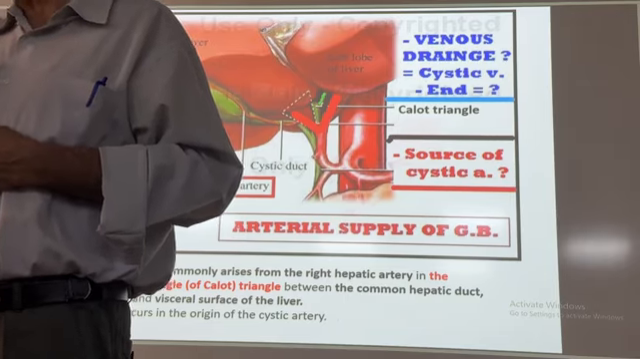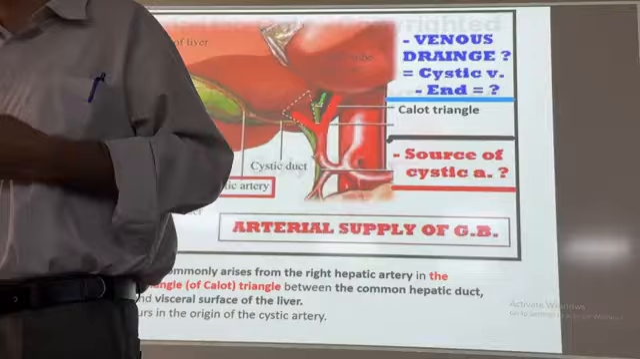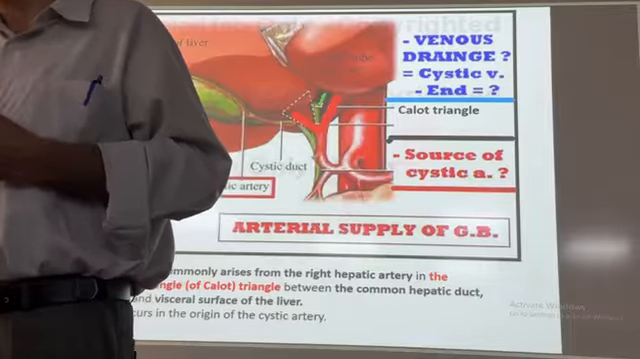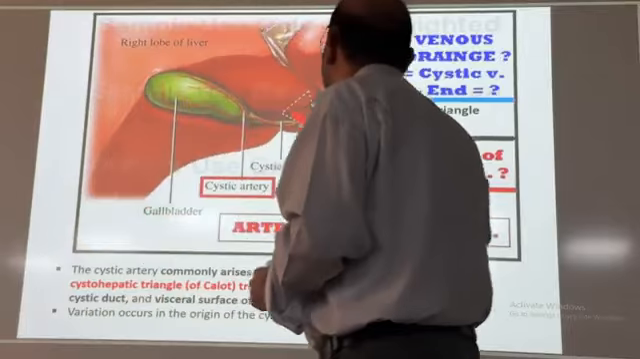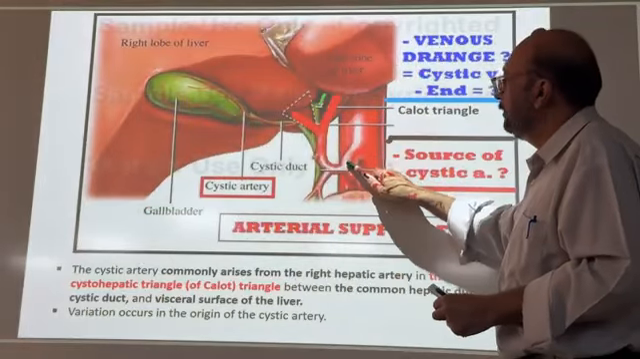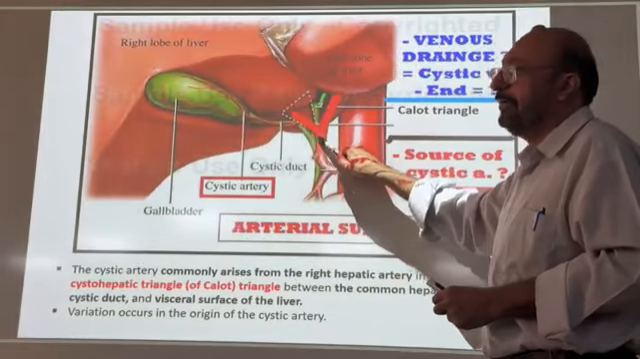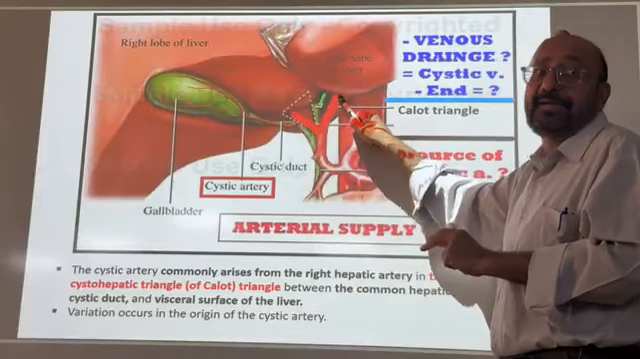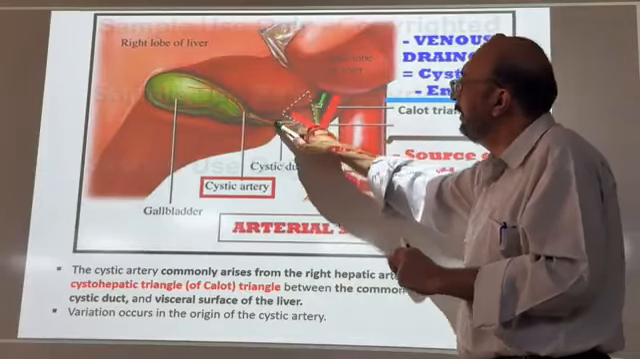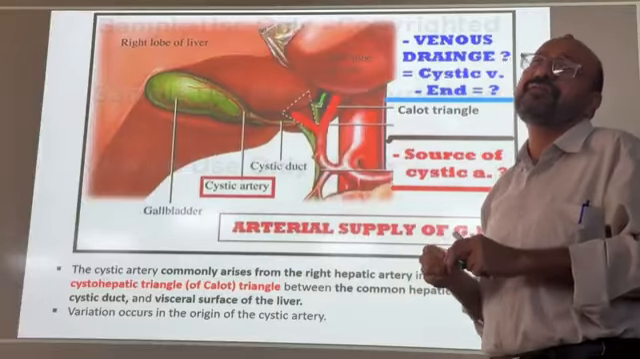So first, common hepatic. The common hepatic will divide in 2, right hepatic and left hepatic. The right hepatic will give a branch to the cystic. See here. Celiac will give you common hepatic. Common hepatic divides into right hepatic and left hepatic, and the right hepatic will give you a branch for the gallbladder, and the name is cystic artery.